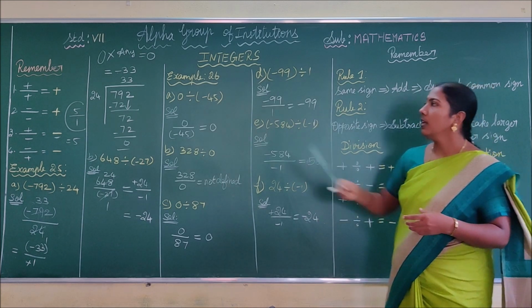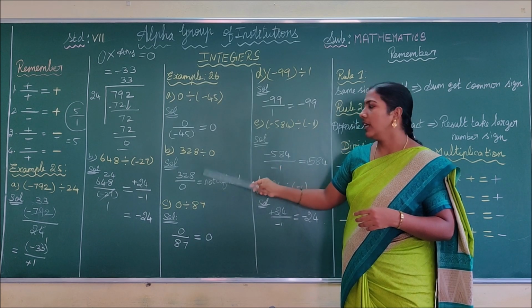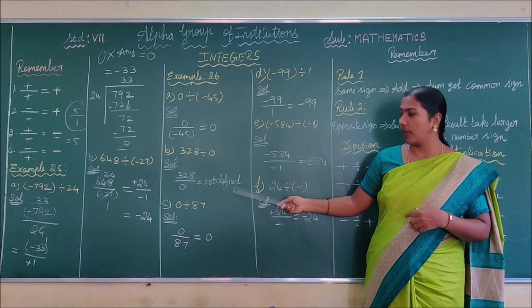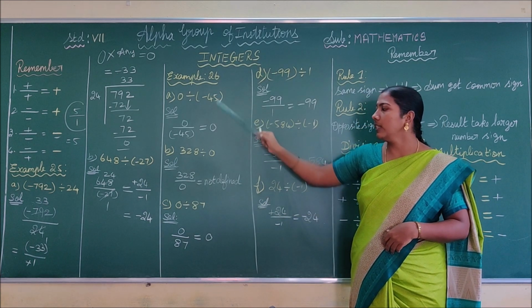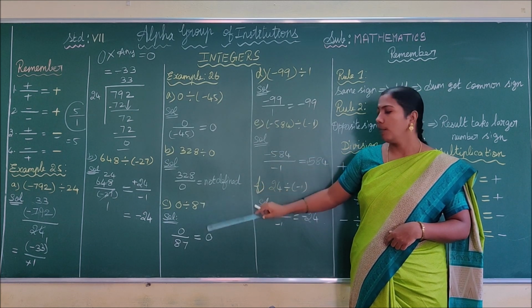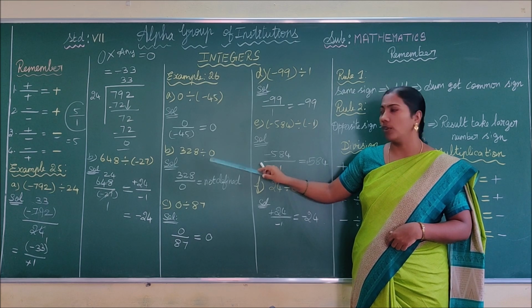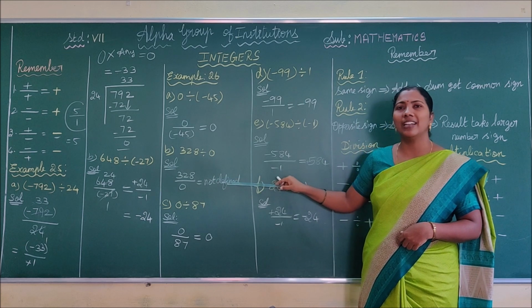See here, children. Here we have the numerator 0. The answer is 0. Here we have the denominator 0. Therefore it is not defined. Here we have the numerator 0. Therefore the answer is 0. The A and C are the same case. Here negative integer, here positive integer, but the answer is 0 only. See here, the denominator is 0. It is not defined. Whenever the denominator is 0, you have to write not defined.